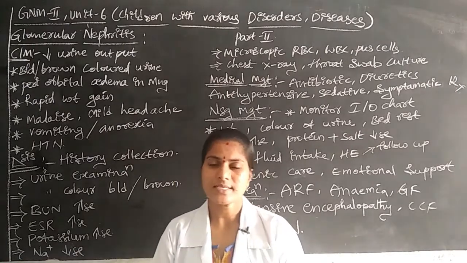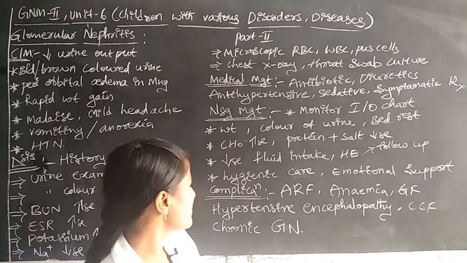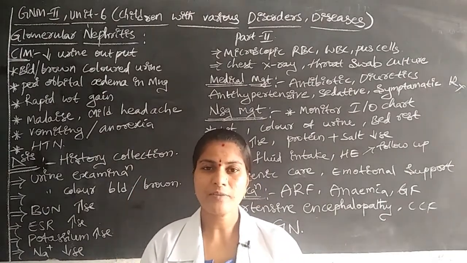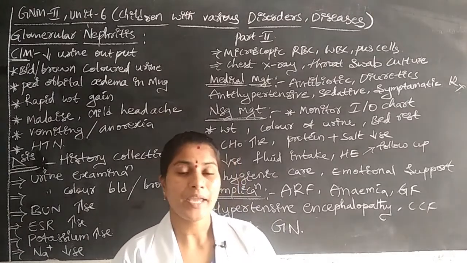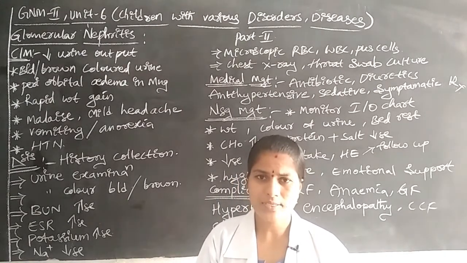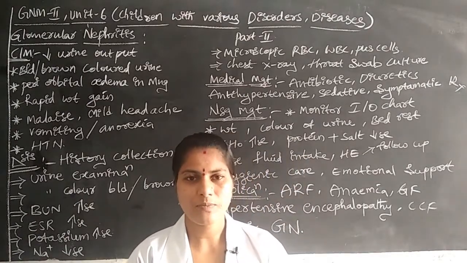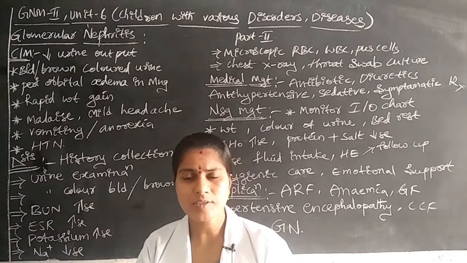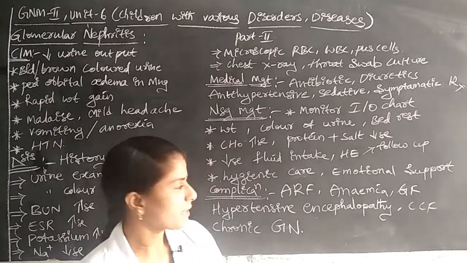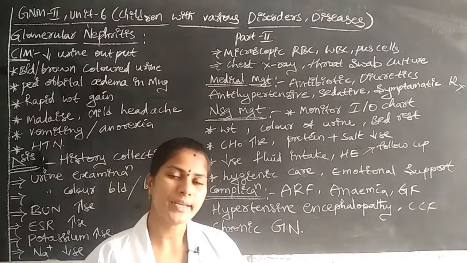Next, the last step is the complications we are going to discuss. The complications due to acute glomerular nephritis: the child may have one complication, that is acute renal failure. In the kidney, nephrons and glomeruli are there. The glomeruli and nephrons support the functioning of purification of blood and formation of urine. If these cells are not functioning well, the kidney will fail in its function. This is one complication: acute glomerular nephritis leads to acute renal failure.